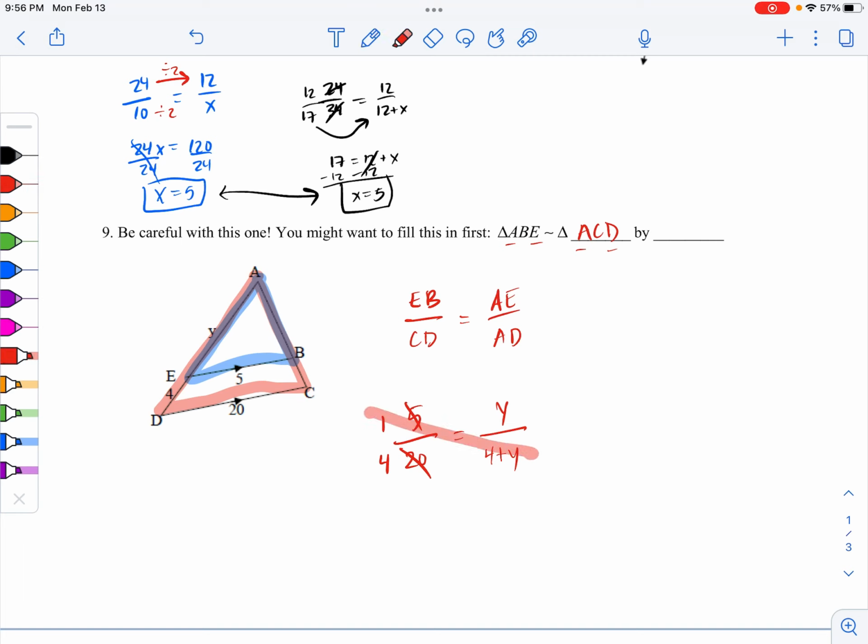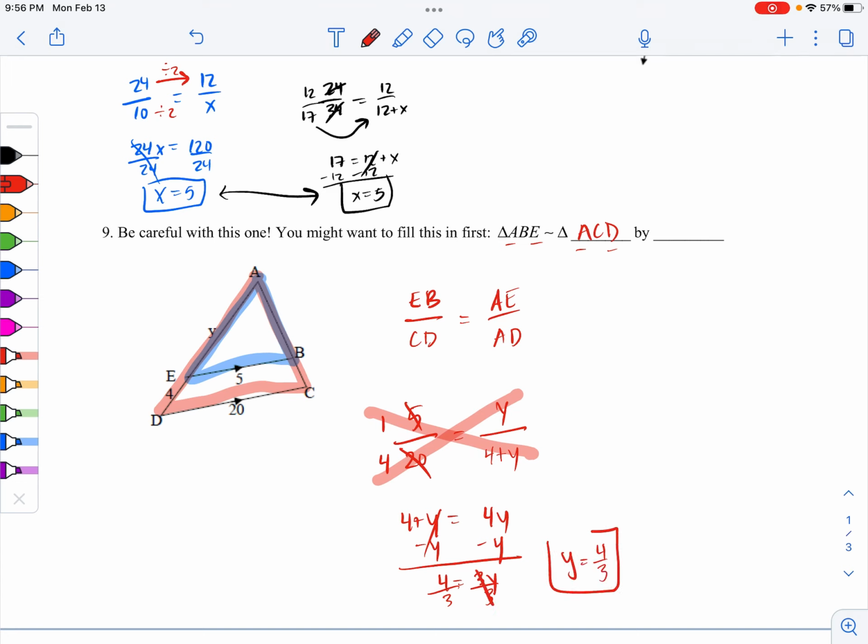From here, we should cross multiply. 4 multiplies with 4 plus y. Sorry, 1 times gets multiplied with 4 plus y, and 4 multiplies with y. We should get 4 plus y is equal to 4y. Minus y from both sides. And you should get 4 is equal to 3y. Divide both sides by 3. And y is equal to 4/3. Now, you might be scared off by a fraction answer. This is perfectly okay. If you actually plug this in, you will find that the proportions will work out very well. If you don't believe me, try it out.